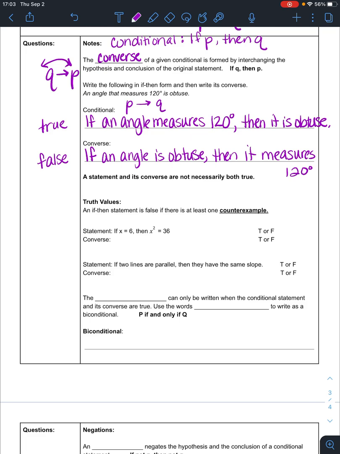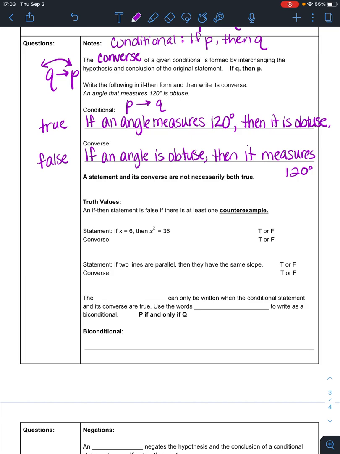Another C, right? We've got conditional, we've got converse, we've got counterexample. You've got to keep all of those straight. They don't have to both be true. So let's look at some truth values. If an if-then statement is false, there's at least one counterexample. That's what we talked about. There's a reason to prove.